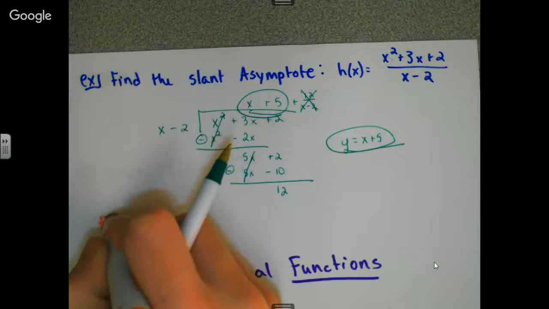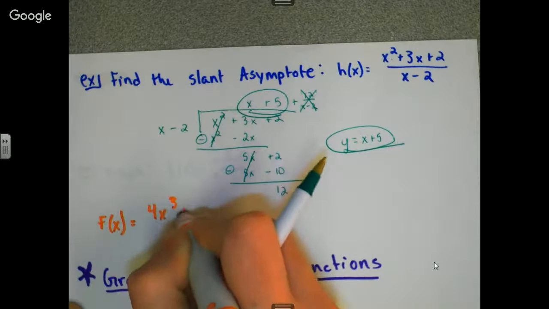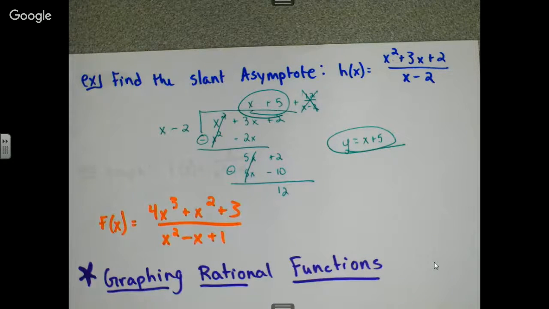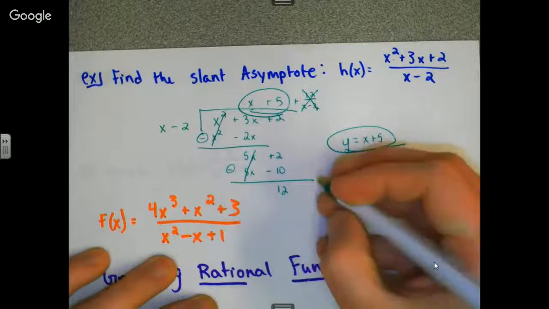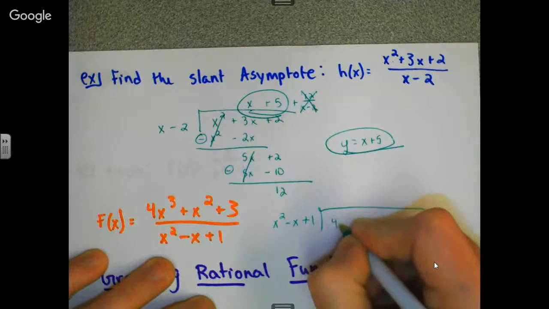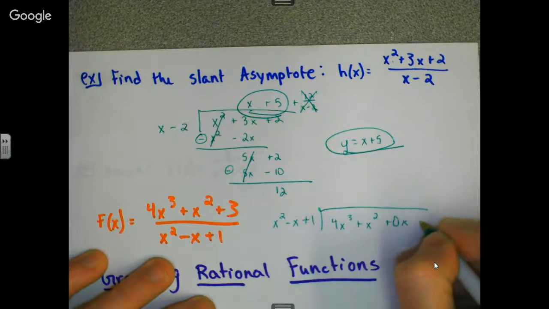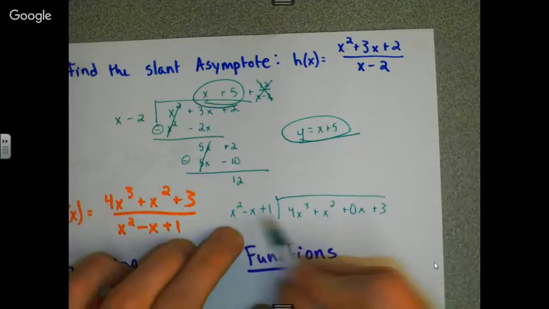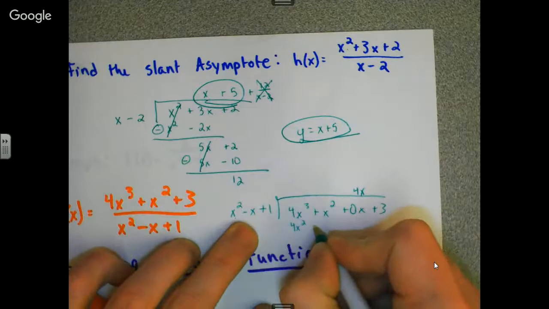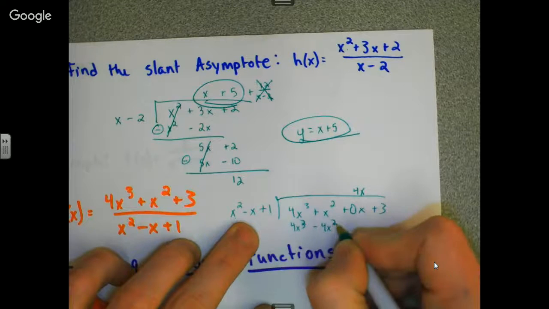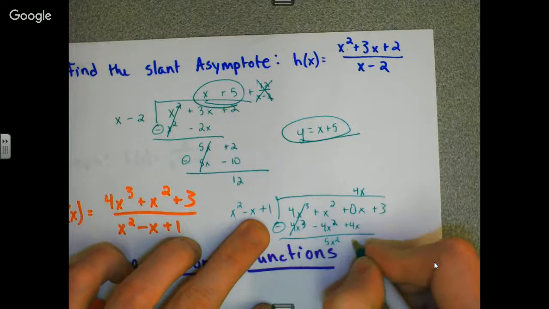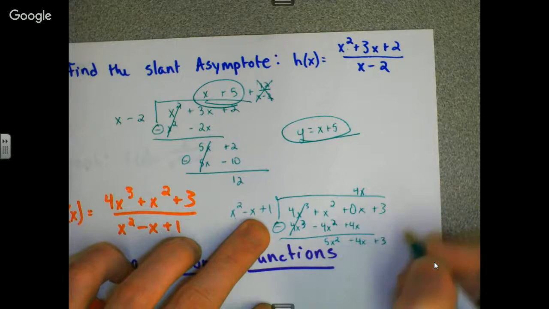Let's look at f of x equals 4x to the third plus x squared plus 3 over x squared minus x plus 1. Okay, again, these differ in 1. So we're going to say x squared minus x plus 1 divided into 4x to the third plus x squared plus 0x plus 3. Don't forget your placeholder. So x squared to 4x to the third, we need 4x. So we got 4x to the third minus 4x squared plus 4x. Subtract. Cancel. You get 5x squared minus 4x plus 3. And then we'll have a plus 5.